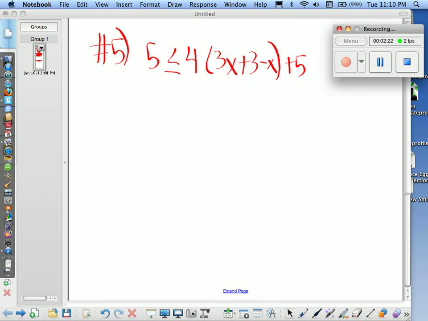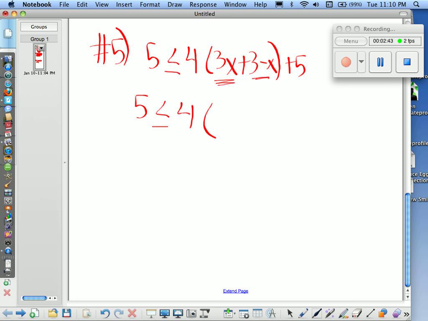Okay, number 5 is also one that I wanted to go over. So we know we're going to have to use that distributive property, but it's going to make it easier if we simplify first. So we always want to look for the like terms inside that parentheses first. So 3x and -x. I'm going to rewrite them next to each other so I can see my like terms before I combine them.